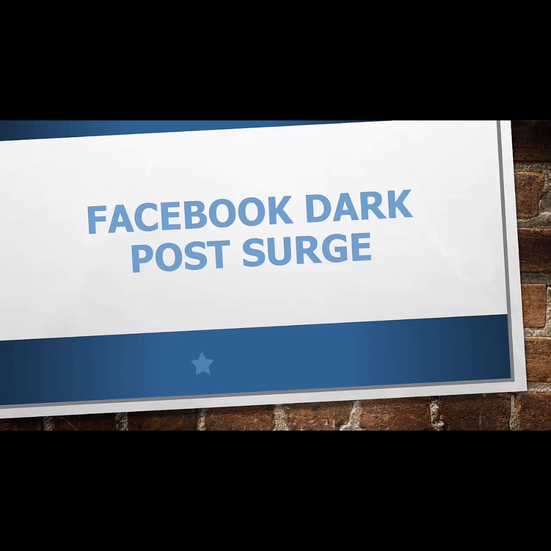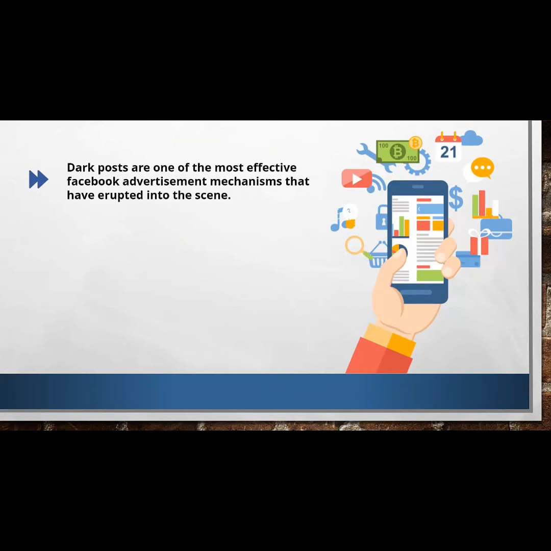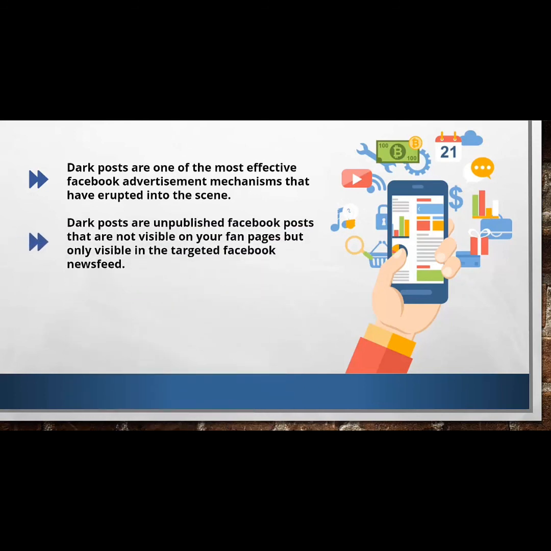Let's first understand what exactly Facebook Dark Post is. Dark posts are one of the most effective Facebook advertisement mechanisms that have erupted into the scene. Dark posts are unpublished Facebook posts that are not visible on your fan pages, but only visible in the targeted Facebook newsfeed. What I mean is that dark posts don't appear in the newsfeed of your fan page, but you can super target the audience where you want your post to appear.